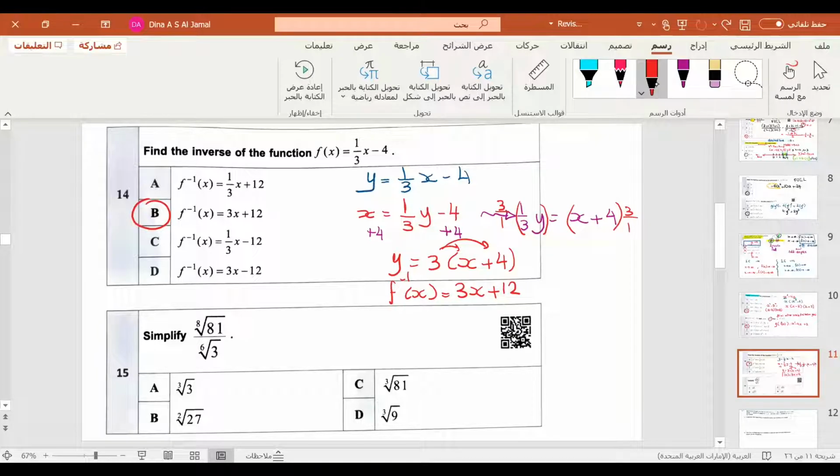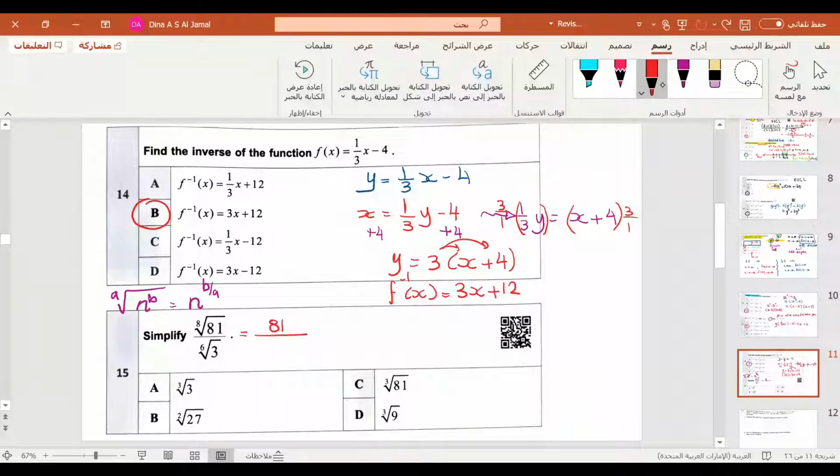Now let's go to this question. Simplify the 8th root of 81 over the 6th root of 3. So let's choose the indication of whenever I'm having n here, a here, and b here. It will be like a power, b over a. So let's change it to powers.